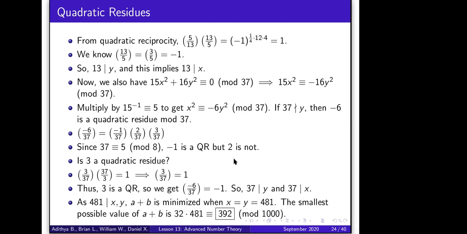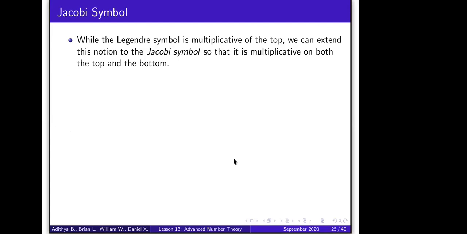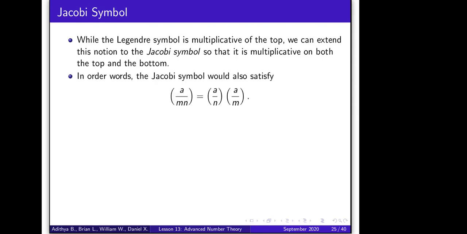Okay, so I guess we'll move on. So we saw that the Legendre symbol was multiplicative on the top, but it would be a little bit more powerful if we could also extend it so that it's multiplicative on the bottom. And by this, I mean if we could have some symbol that would satisfy a over mn is equal to a over n times a over m.